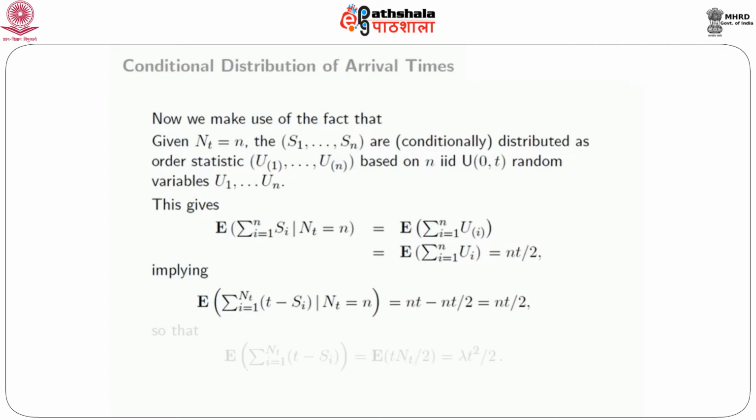So that implies that the original quantity that we had, namely the conditional expectation of the sum from i equal to 1 to Nt of t minus Si given Nt equal to n, turns out to be nt minus nt over 2, which is nt over 2. Now this is the conditional expectation. Now we have to take the weighted sum of these things, multiplying by the probability that Nt equal to n. So you can do all of that, and it turns out that this is the expectation of t into Nt over 2. And since Nt has expectation lambda t, because Nt is a Poisson random variable with parameter lambda t, putting that in here, you get this quantity of interest turns out to be lambda t squared by 2. So this is a nice application of that conditional joint distribution of S1, S2, Sn, given that there are n arrivals up to time t.